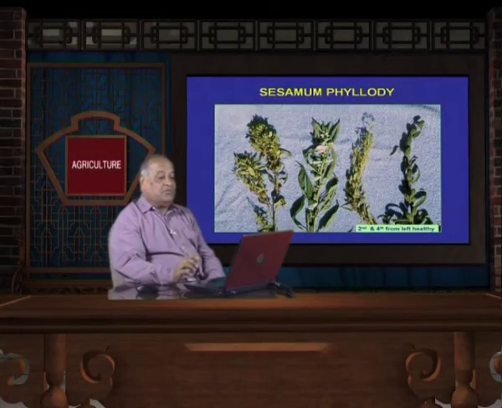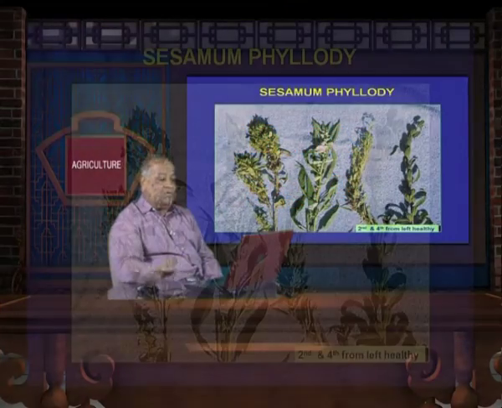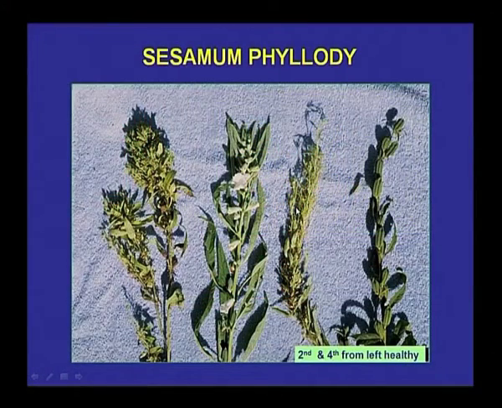This is the picture of sesamum phyllodes. You see the second and fourth one showing the healthy plant, which is having flowers and fruits, but the phyllody-affected plants are showing the malformation and typical type of growth on the apical side, having no flowers and no fruits.